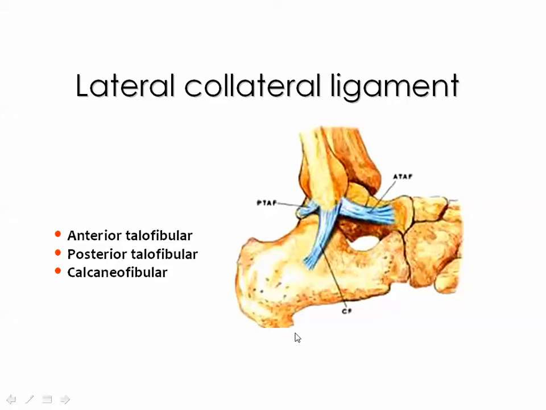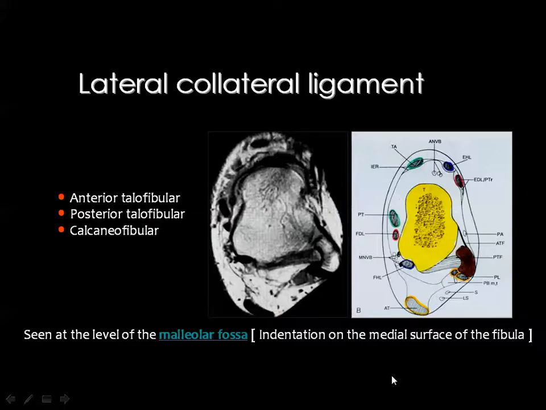Then we came to the ligaments on the lateral aspect. We have two types of ligaments, the lateral collateral ligament and the syndesmotic complex. The lateral collateral ligament is formed of three bands which arise from the fibula going to the talus and calcaneus. We have the anterior talofibular ligament, the posterior talofibular ligament, and the calcaneofibular ligament.